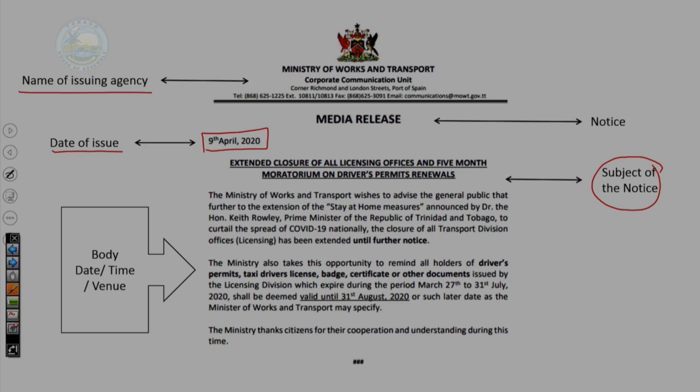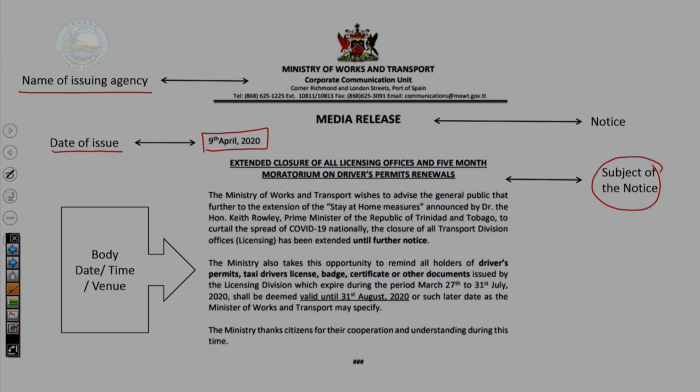Then we have the body. The body of this notice carries the information related to date, time, venue, or location. It says the Ministry of Works and Transport wishes to advise the general public that further to the extension of the stay-at-home measures announced by Dr. the Honorable Keith Rowley, Prime Minister of the Republic of Trinidad and Tobago, to curtail the spread of COVID-19 nationally, the closure of all Transport Division offices licensing has been extended until further notice.